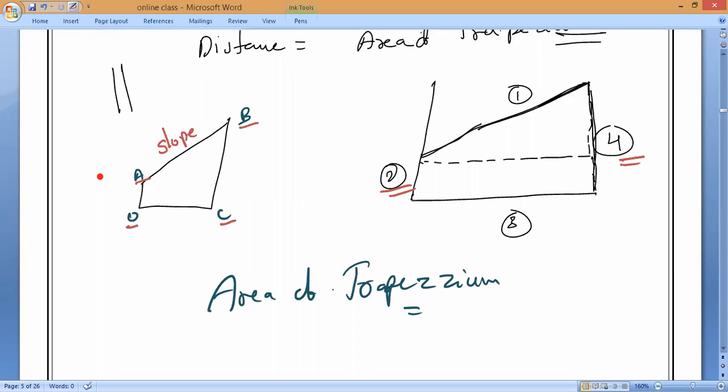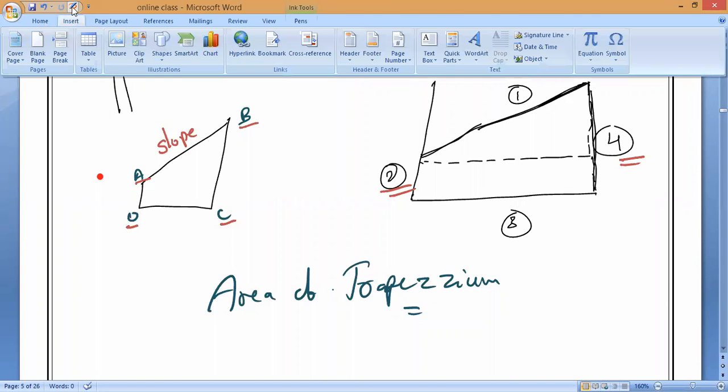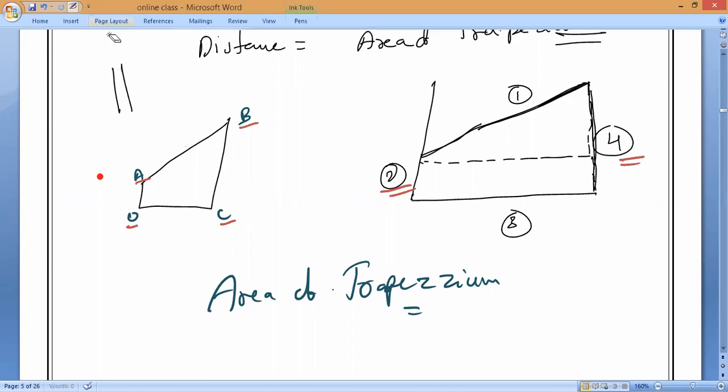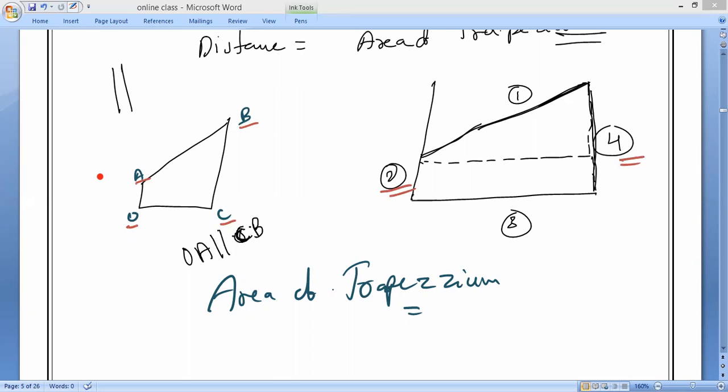Now, who is the base? Who is the base, guys? OC. OC is the base. Yes or no? So that's all. If you understand this, then everything you people can solve. So this is the triangle. Now we can say, who is parallel to each other, guys? OA is parallel to CB. Is it okay, everybody? Yes or no response, please. Yes, sir. Now, what is the height of this trapezium?